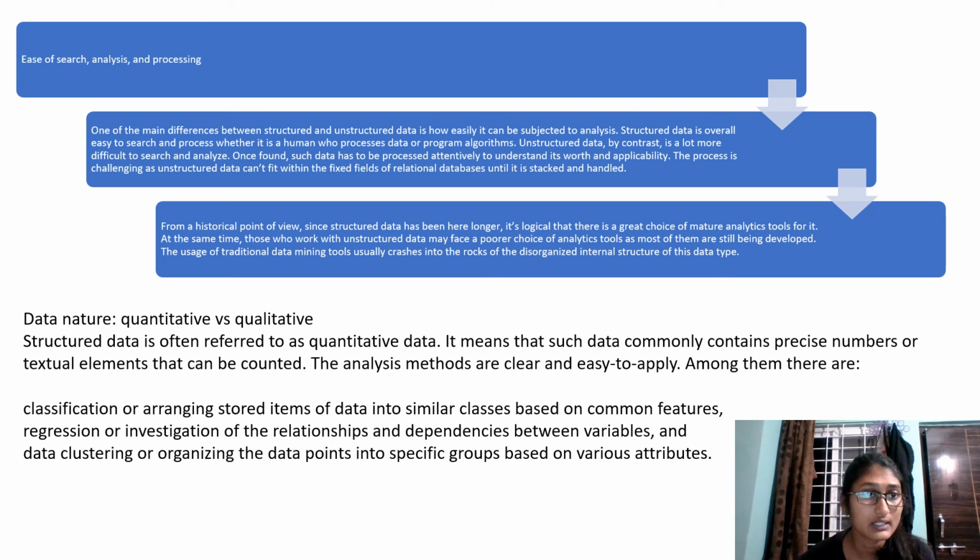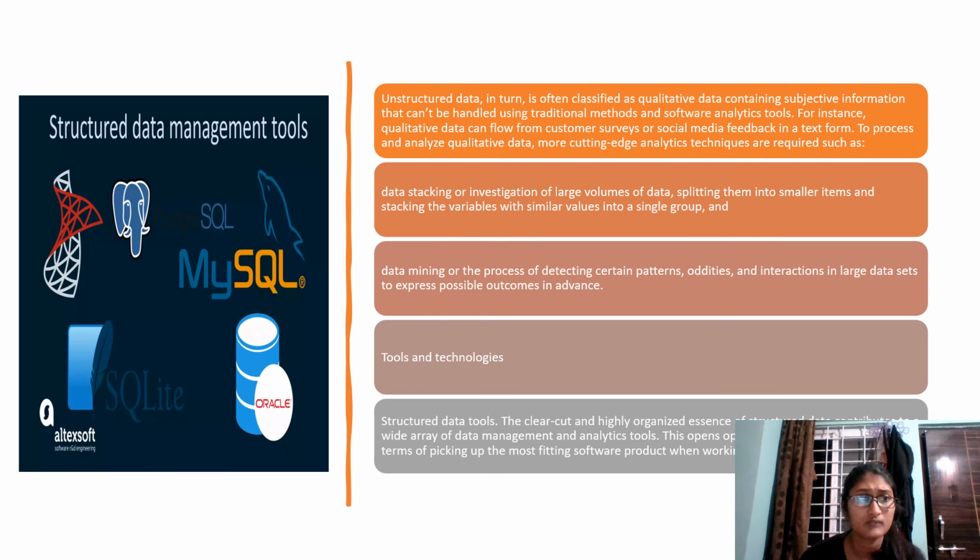In the case of search and analyzing processes, look at this flowchart and get an overview of qualitative and quantitative data. Structured data management tools. Unstructured data is often classified as qualitative data containing subjective information that can't be handled using traditional methods and software analytics tools.